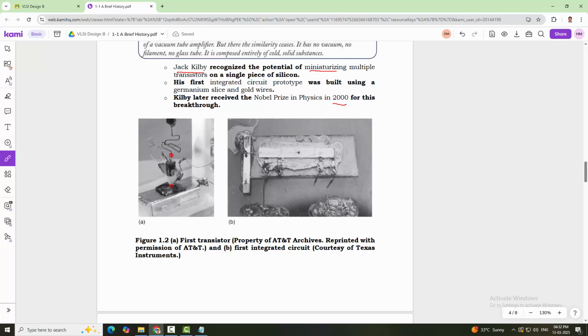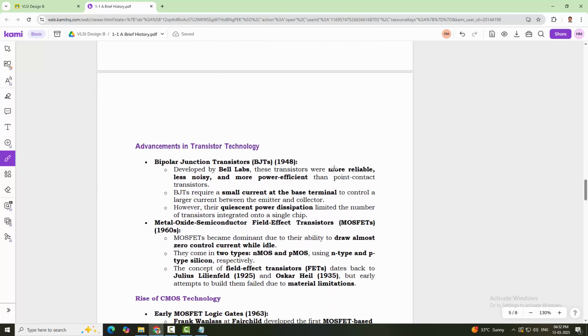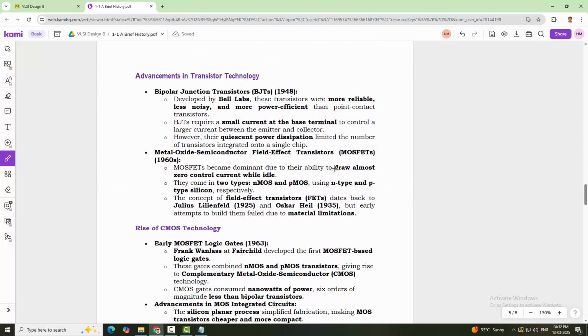Later, the second photograph highlights the integrated circuit. It's quite difficult to notice here, but this is the first integrated circuit, which was completely made of silicon material, and this photo was captured in 1958 at Texas Instruments. This complete photograph shows the IC which was built at Texas Instruments. Now let us move to the advancements in transistor technology.